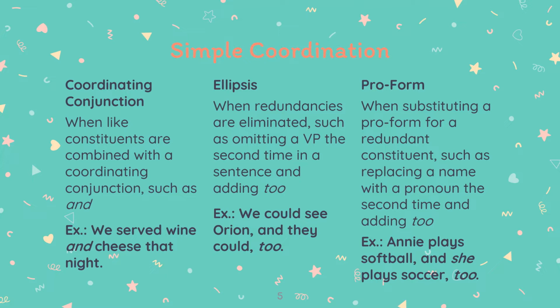The third kind of simple coordination is a proform. This is when substituting a proform for a redundant constituent, such as replacing a name with a pronoun the second time and adding the word too. Here's an example of a proform. Annie plays softball and she plays soccer too. The word Annie is replaced with the pronoun she to again avoid redundancy. And then we have the word too at the very end.